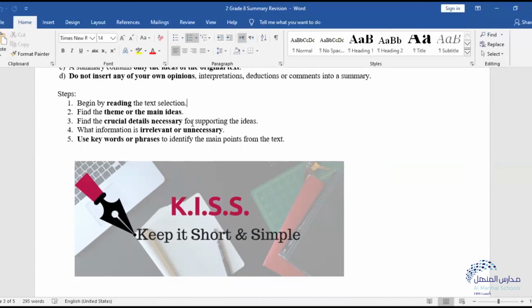So you find the big idea, and then you go and you find the statistics, the information, the data that supports those big ideas. And then find out what information is irrelevant and unnecessary, and then delete that information, right? Remove it, because you don't need that unnecessary information. We only want the important details and the keywords or phrases, right? So use the keywords or phrases to identify the main points of a text.